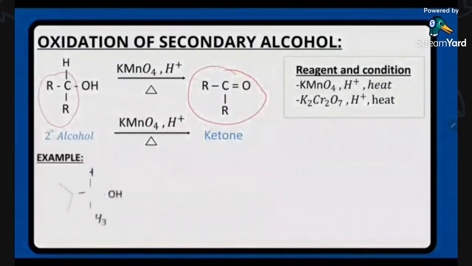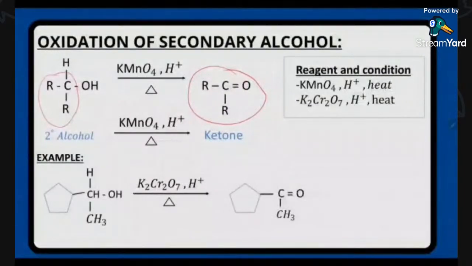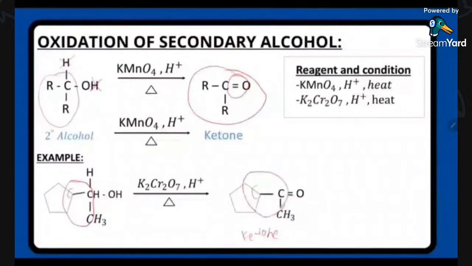So we look at an example. Here you can see there is a double bond because we will remove hydrogen here and hydrogen here to replace with a double bond. This is secondary alcohol because there are 2 carbons attached with carbon. And for example, I use K2Cr2O7, H plus, heat to produce ketone. So this is ketone because there are 2 carbons here attached with carbon. So this is a double bond because we will remove this hydrogen and this hydrogen to replace with a double bond.